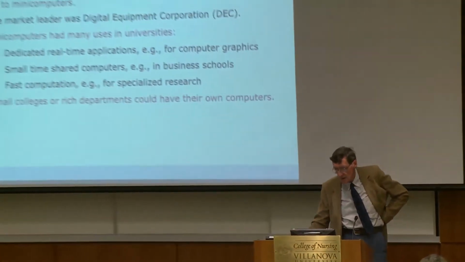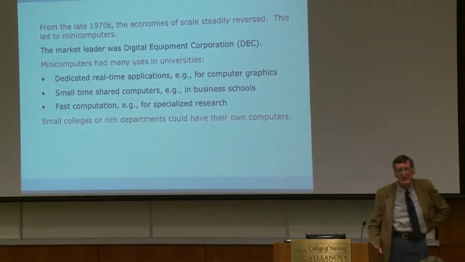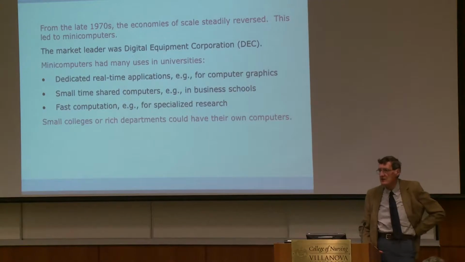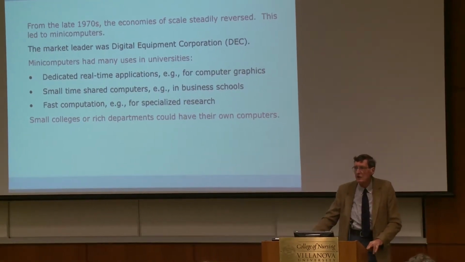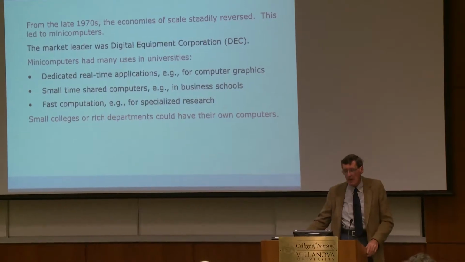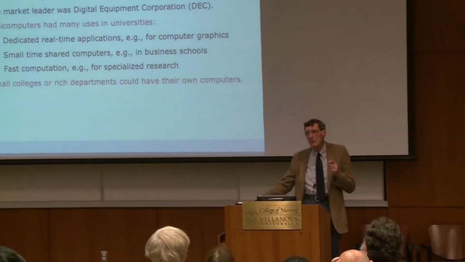So, what came next? What came next were minicomputers, okay? This is a Digital VAX 11/780, Digital Equipment Corporation, otherwise known as DEC. It was very important, and the reason it was important was that in the 1970s, these economies of scale started to break down. And in fact, fairly quickly, they got reversed. So the VAX was a very important computer.